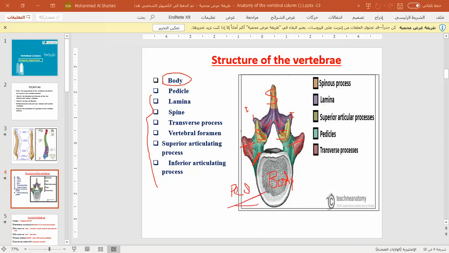So these are the general features of the vertebra.